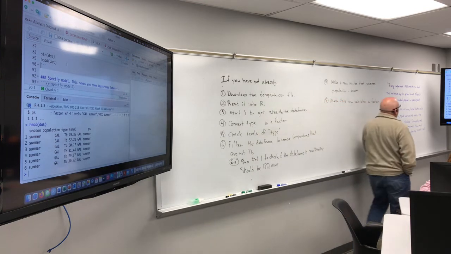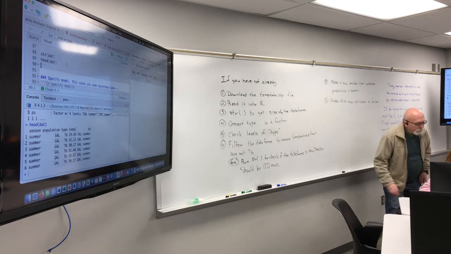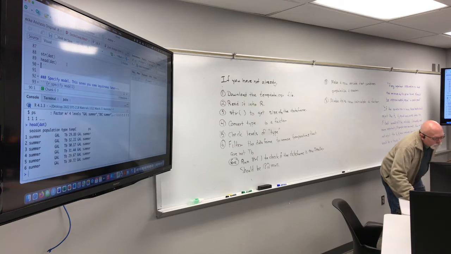So when you have your data set looking like this, and you have this as a factor, put up your blue tab. You have an orange tab. Yeah, what you got?